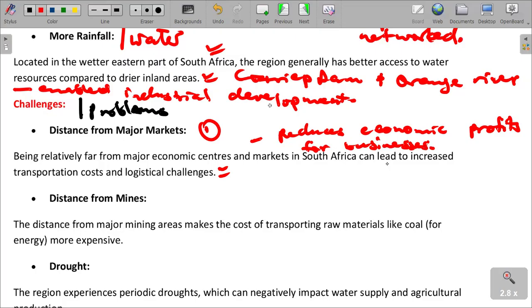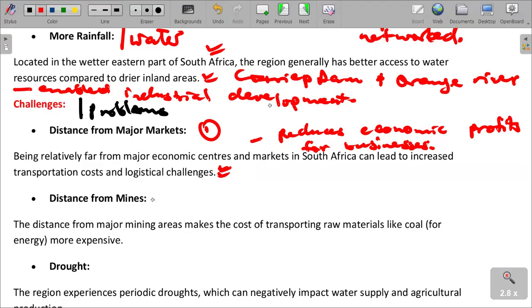You understand? So what we are saying is that there is a little bit of distance from major markets, which results in increased transportation costs and also logistical challenges in terms of delays and time, which can also affect other concerns, maybe when it comes to transportation of perishables, and also maybe there might be need of sophisticated transportation services, which becomes a challenge.